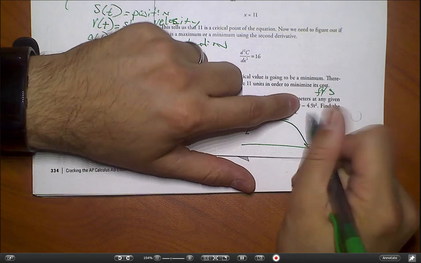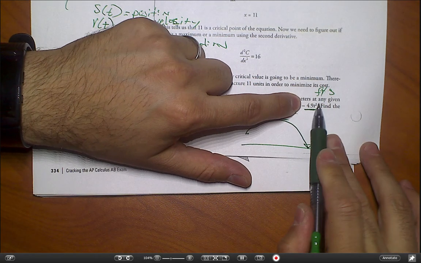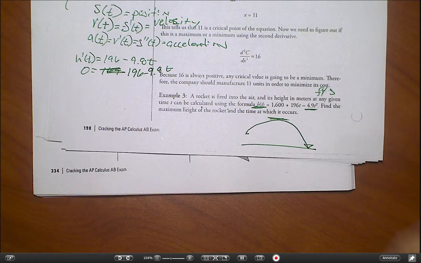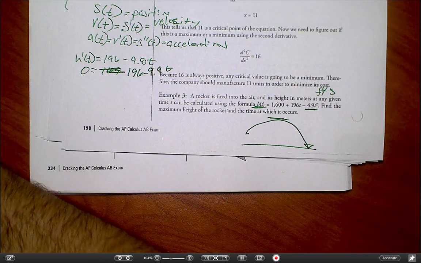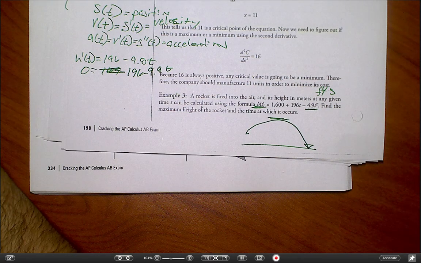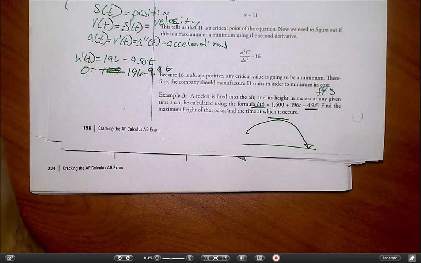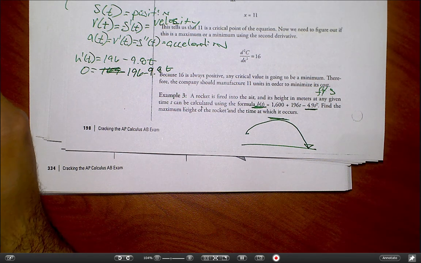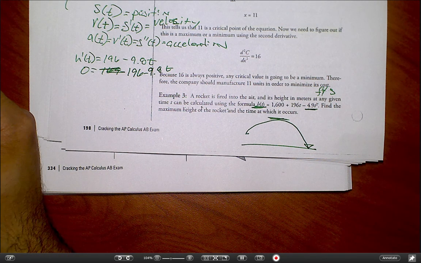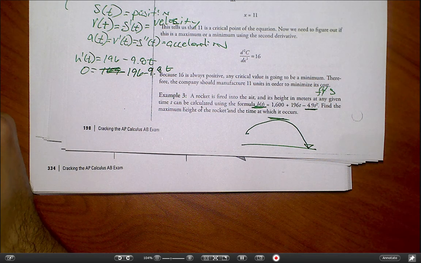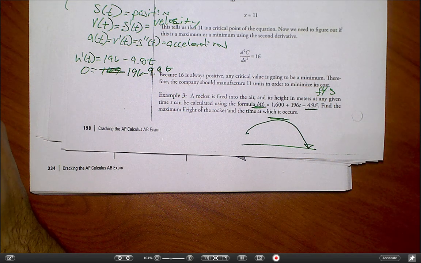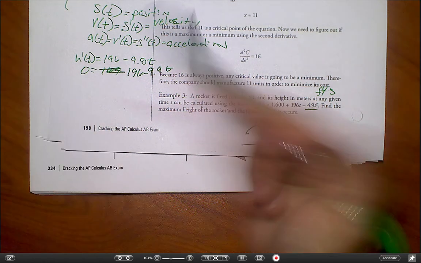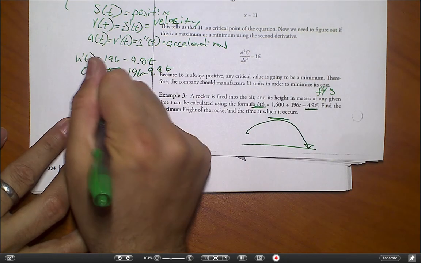What's the derivative? It's going to be 2 times this. Okay, no worries. So 9.8, and for the sake of argument, I'm going to do this one for you. Negative 196 divided by negative 9.8. So it gives me 20. So t equals 20.